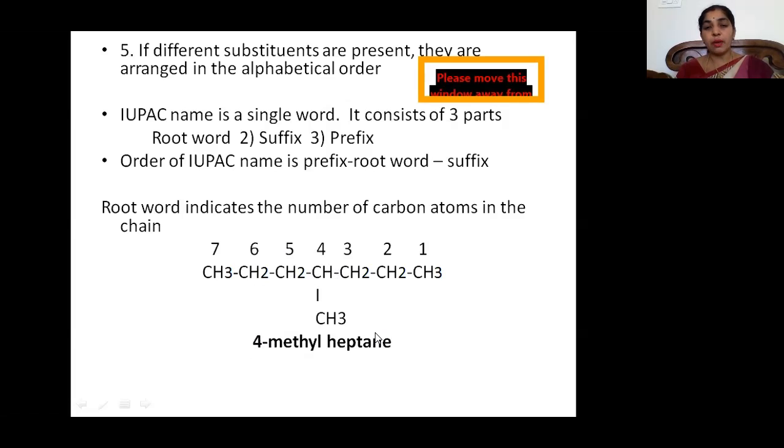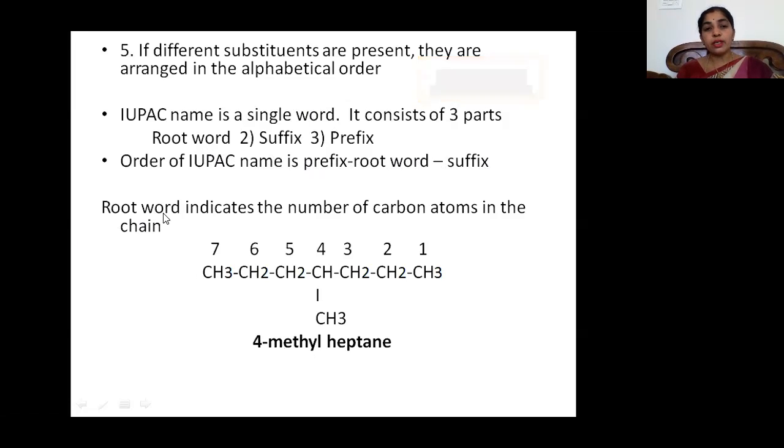IUPAC naming consists of 3 parts. First is the root word, second is the suffix, third is the prefix. Here you can see hept is the root word, which I am going to explain in the next slide. And the prefix is 4-methyl. Prefix means what comes before the root word. Suffix means what comes after the root word, here ane is the suffix. So any IUPAC name contains these 3 parts. The order of an IUPAC name is prefix, root word, then suffix.